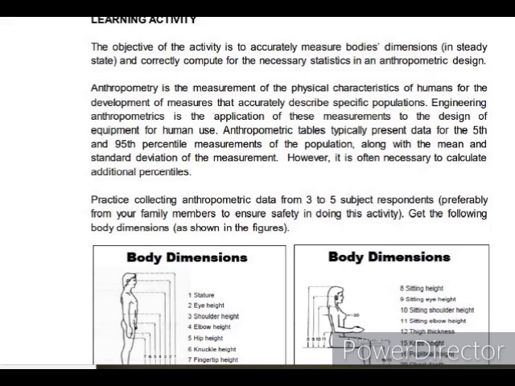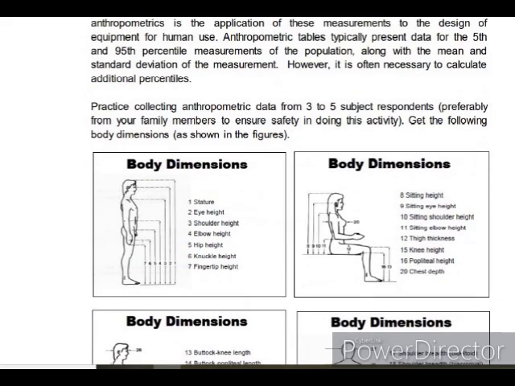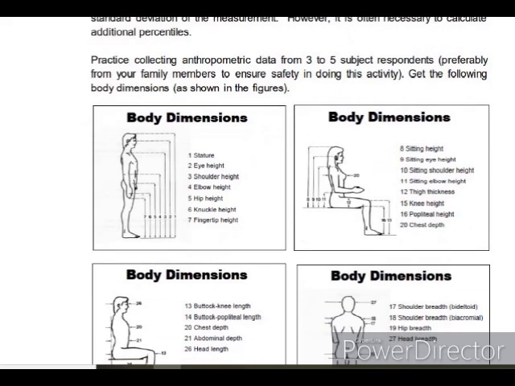Anthropometric tables typically present data for the 5th and 95th percentile measurements of the population, as we discussed earlier, along with the mean and the standard deviation of the measurement. However, it is often necessary to calculate additional percentiles. For your activity, practice collecting anthropometric data from 3 to 5 subject respondents, preferably from your family members: your mother, your father, your brother, sister, or small brother, or grandmas, your titos or your titas. Get the following body dimensions as shown. You can use your flexible tape, because it is the most used measurement tool in our homes.